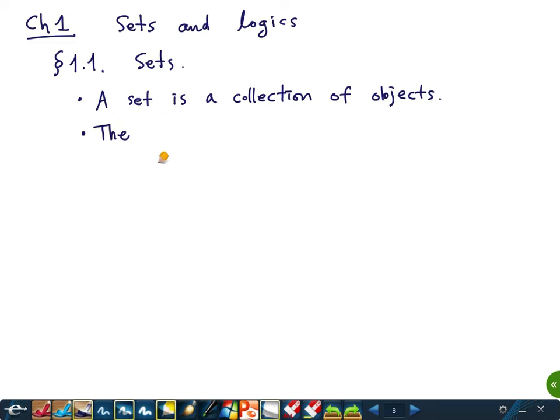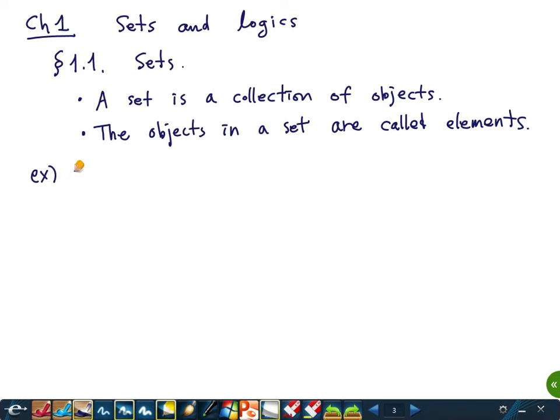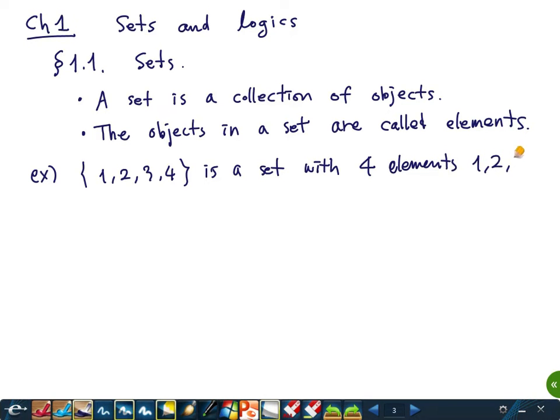So the objects in a set are called elements. Basically, sets have elements. Maybe an example. The common way to write a set is to use the curly brace. So this is a set with how many elements? Four elements. And they are 1, 2, 3, 4.